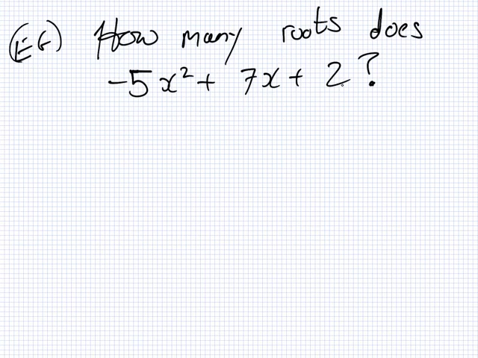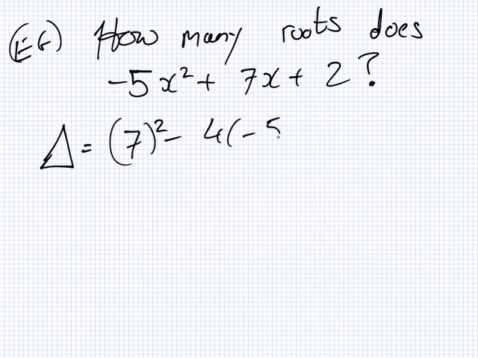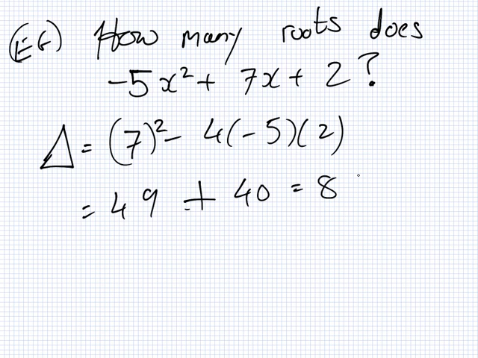Okay, let's do this one. Quite straightforward. So the discriminant is b squared minus 4ac. So that's 49. What's that? Plus 40, isn't it? Which is 89, which is bigger than 0, which means therefore 2 roots. Pretty straightforward. Yep.